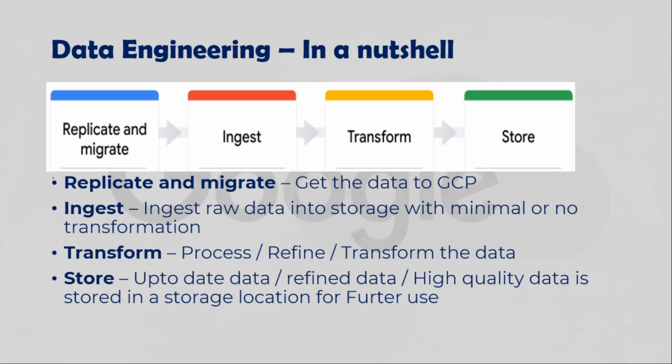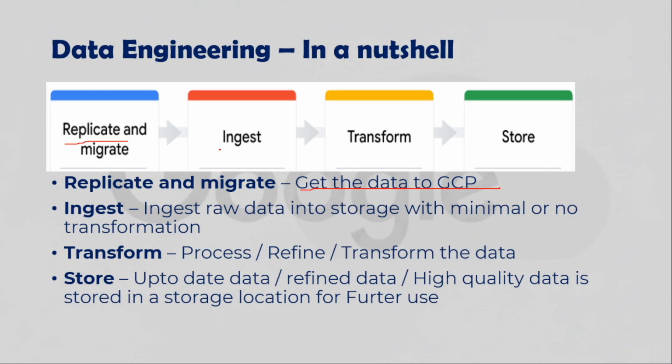The first step is replicate and migrate. It means you are getting your data to Google Cloud. You have data in your company, on your premises or in your storage, and you are pushing that data to Google Cloud. This is replicate and migrate. We are going to see that on a blackboard in just a couple of seconds, but just go through this and understand what each step means conceptually.